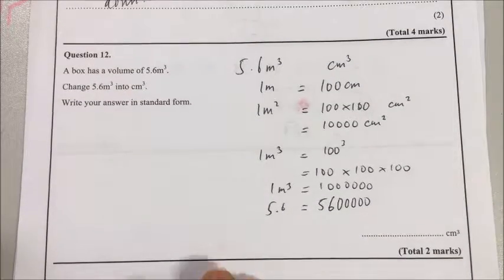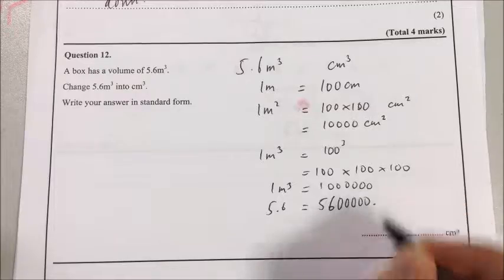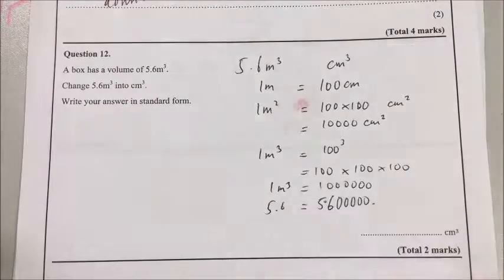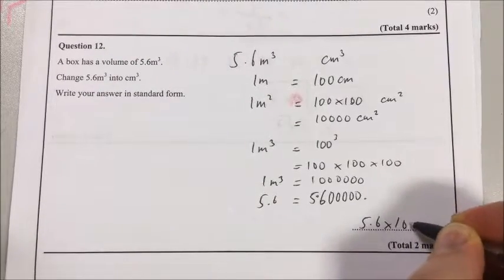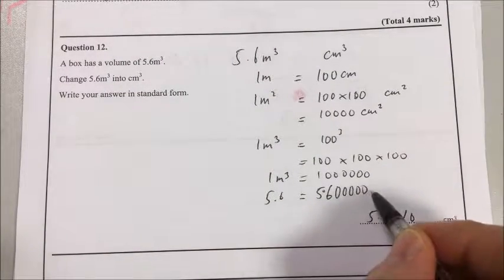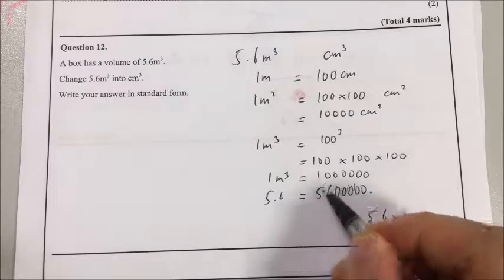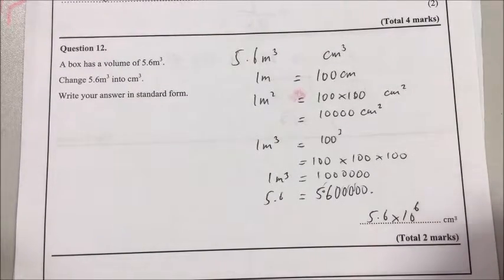Okay, and then it wants me to turn that into standard form. So the decimal point's on the end. It needs to move here. So it's going to be 5.6 times 10, because that's standard form. And that would have to move 1, 2, 3, 4, 5, 6 to do that.